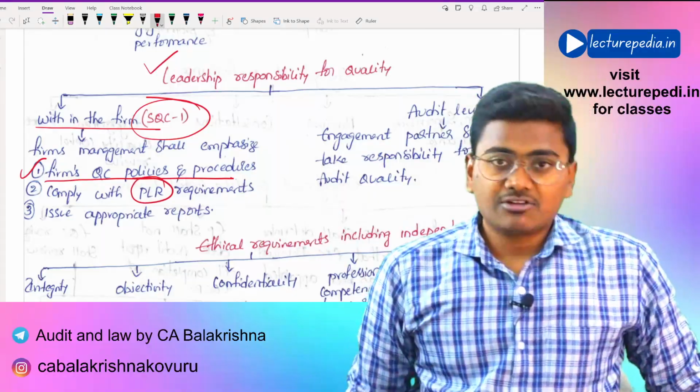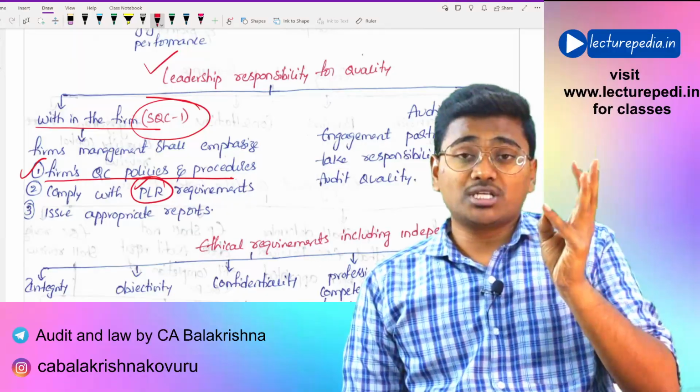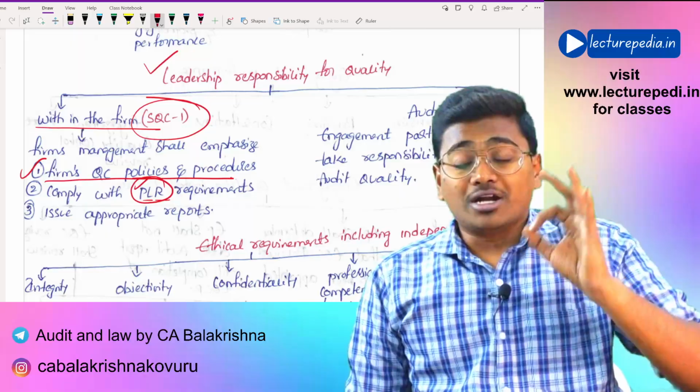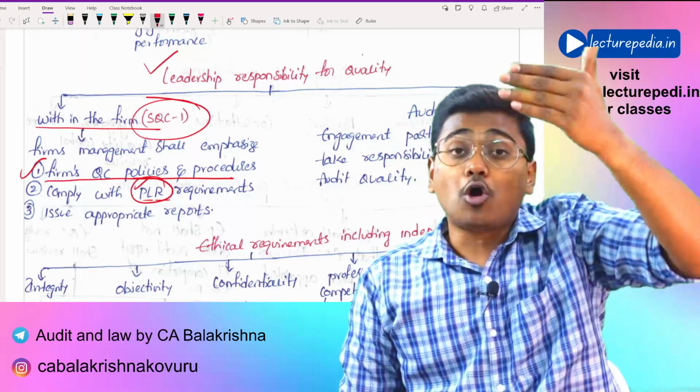What is this PLR requirements? P for professional standards. They must comply with professional standards while doing the audit. They must comply with legal and regulatory requirements while doing the audit. This must be emphasized by the top management of the audit firm.